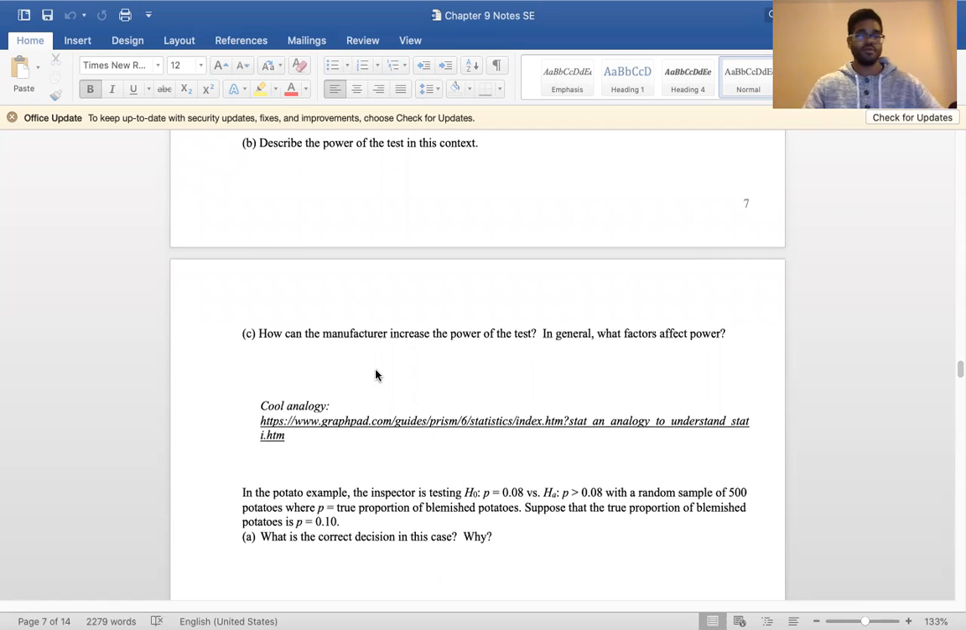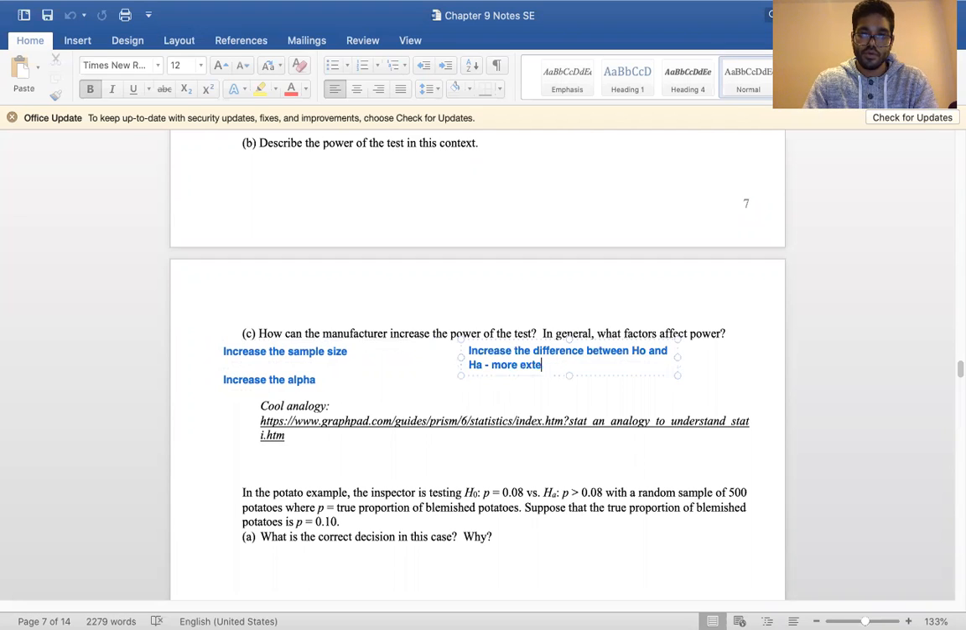Okay, now a couple of things. What can you do to increase power? You can increase the sample size. Increase the alpha. Okay. You can also increase the difference between H0 and HA, so think more extreme. And account for more variability. So this is another way of saying improve sampling.